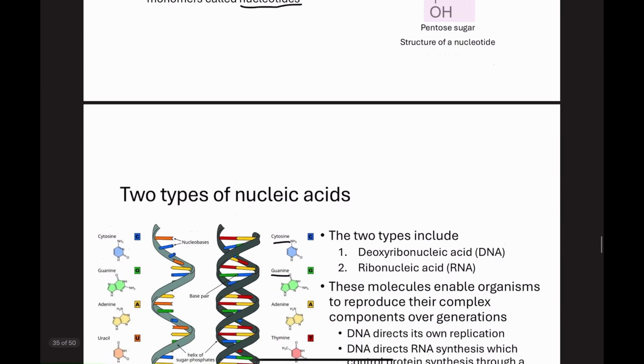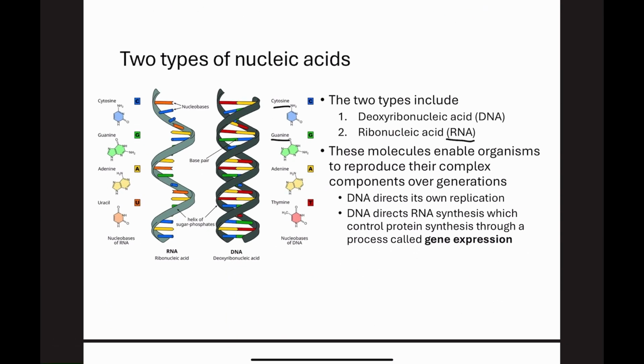We have RNA, which is ribonucleic acid, and we have DNA, which is deoxyribonucleic acid. So DNA is a double-stranded molecule that forms a double helix shape. The sugar that is found in DNA is deoxyribose, and it is able to elicit base pairing, where adenine and thymine, and guanine and cytosine, pair together.